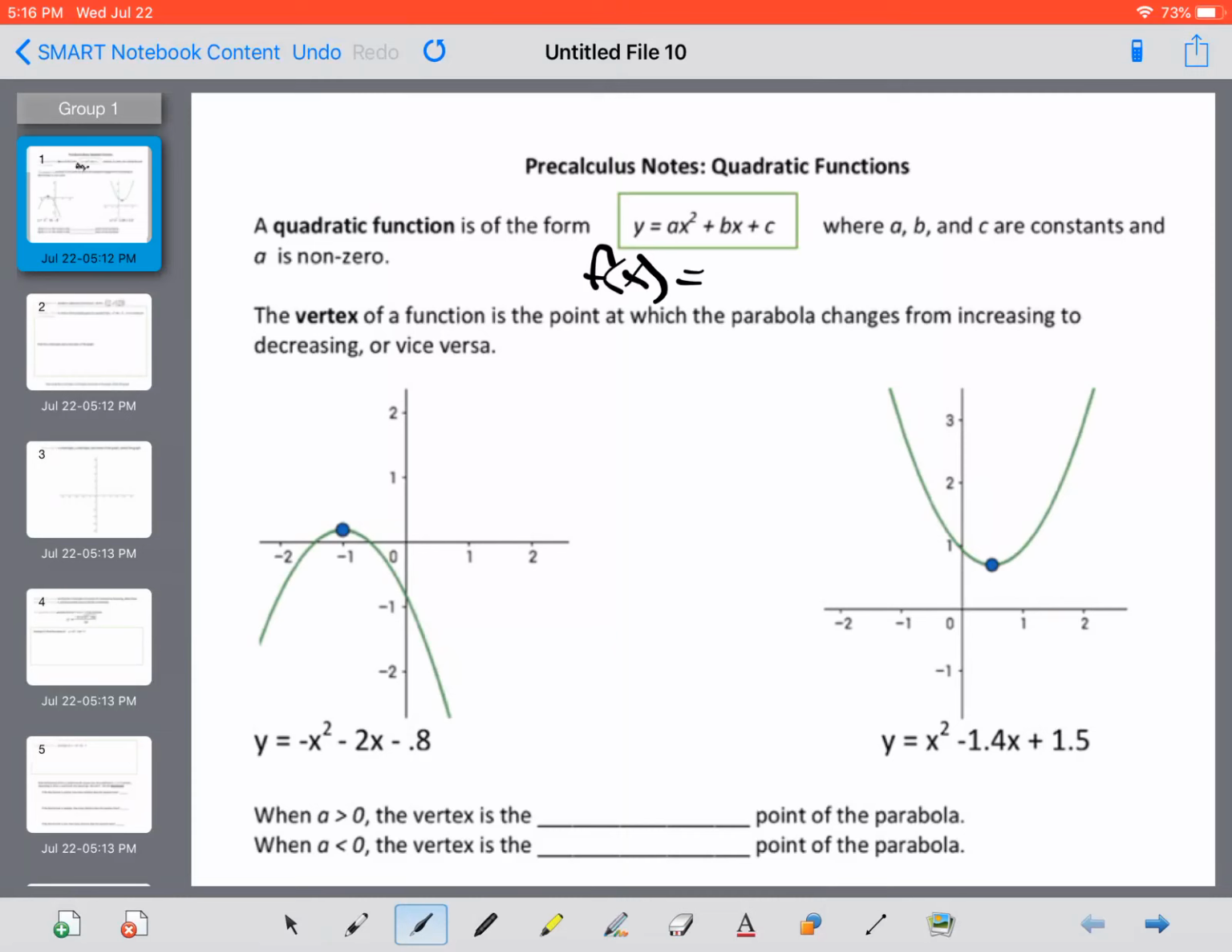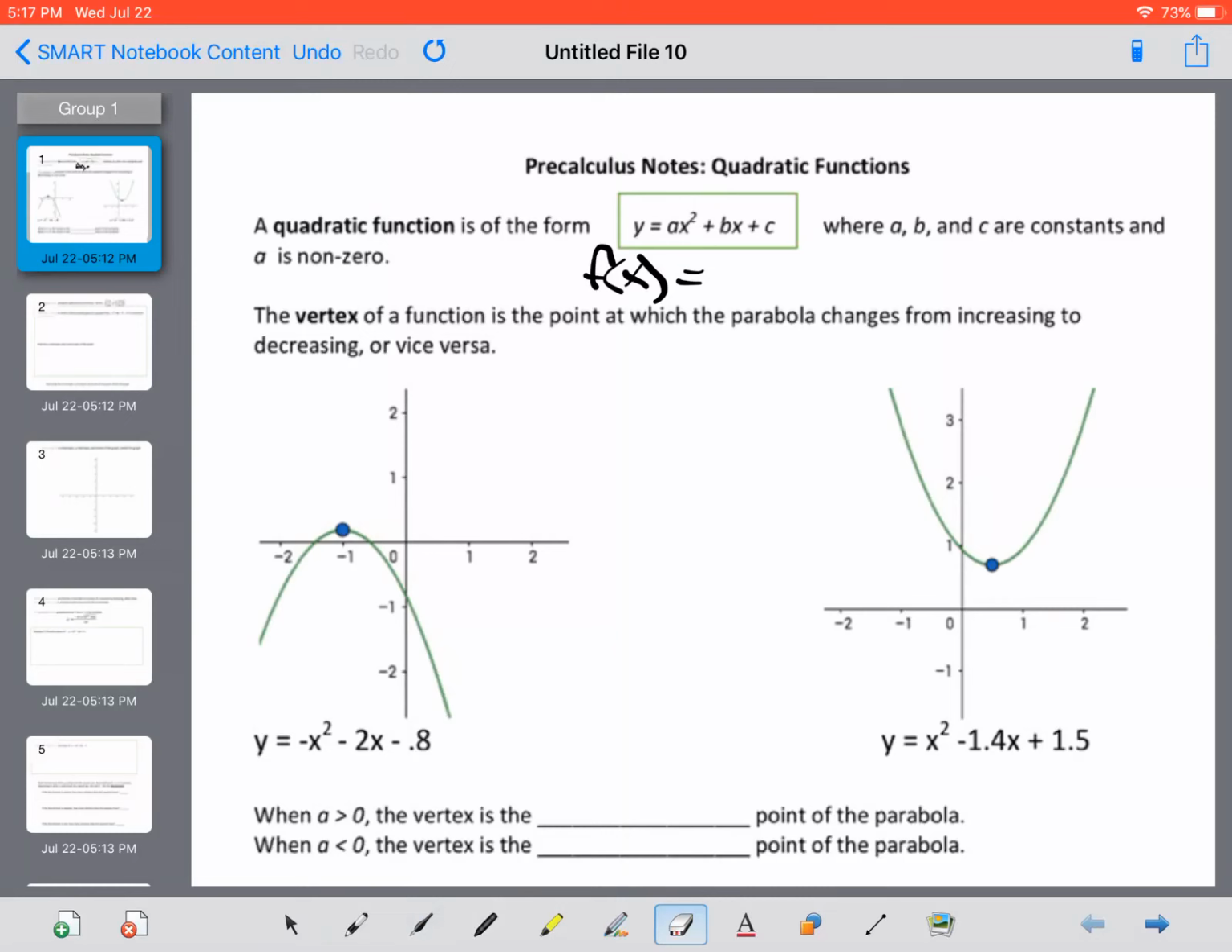And so a, b, and c are just some real numbers, coefficients, and in particular, a is non-zero. Because if a was equal to 0, then this entire first term here would go away, and we'd be left with something that's linear. So b could be 0 and c could be 0, but that first leading term, the leading coefficient a, has to be non-zero.